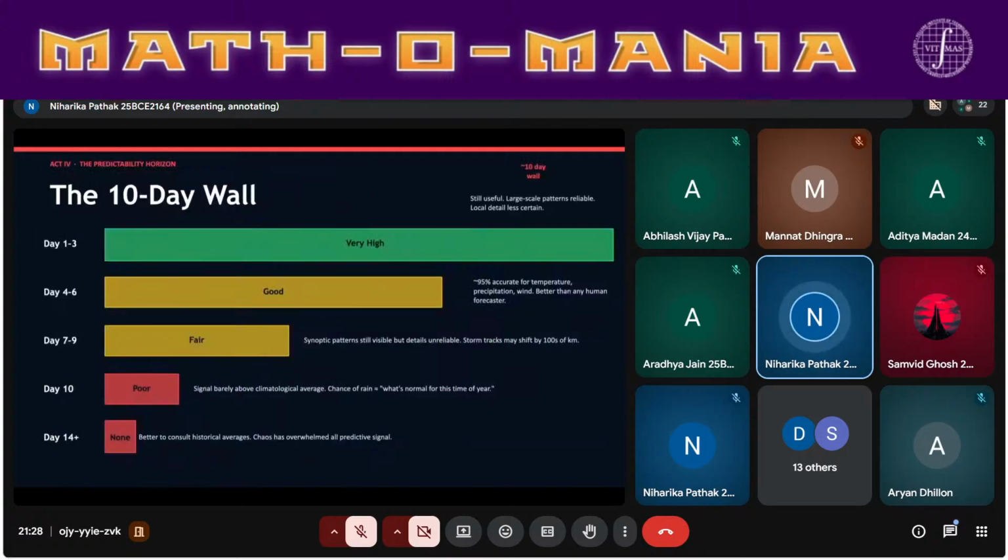So, as you can see, this is the 10-day wall. What does this actually mean? In days 1 to 3, you have 95% accuracy for temperature, wind, and precipitation, which is better than any human forecaster in history. And that's genuinely remarkable. But when you come to days 4 to 6, it's still very useful. Large scale patterns are reliable, but some local details get fuzzy. In days 7 to 9, the storm tracks can be off by hundreds of kilometers and we won't know. So the details become very unreliable.